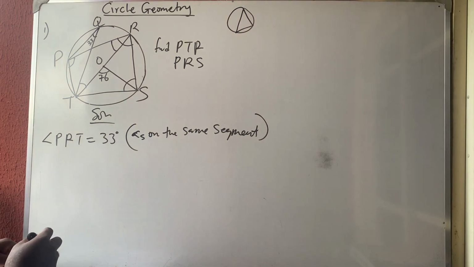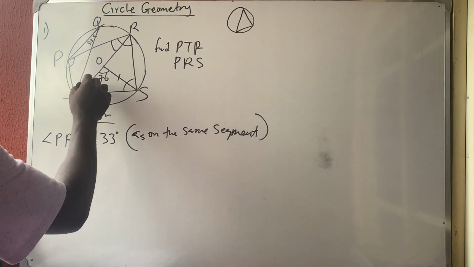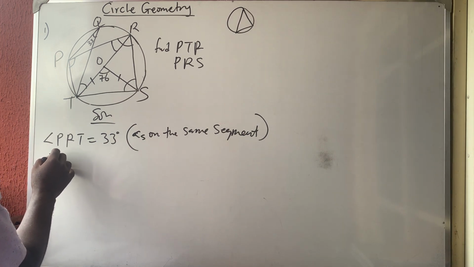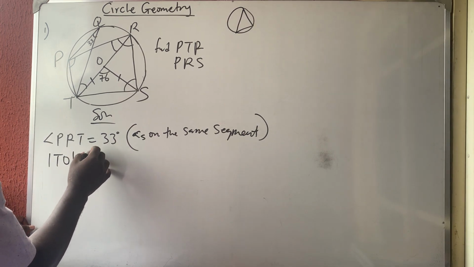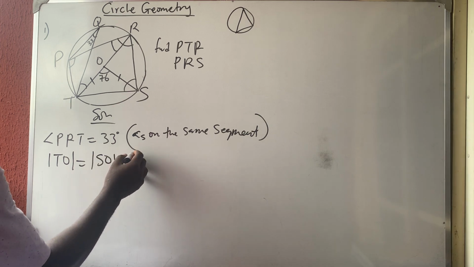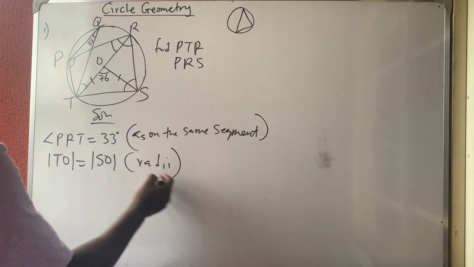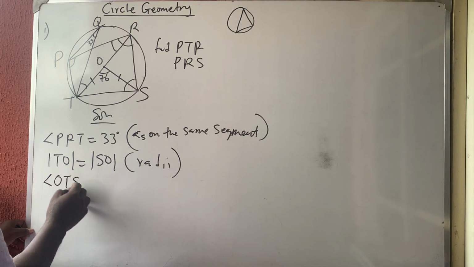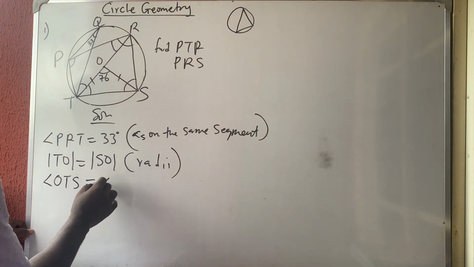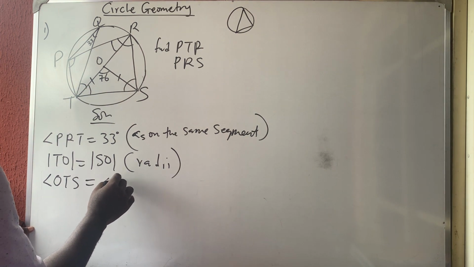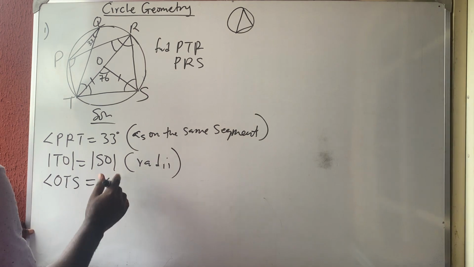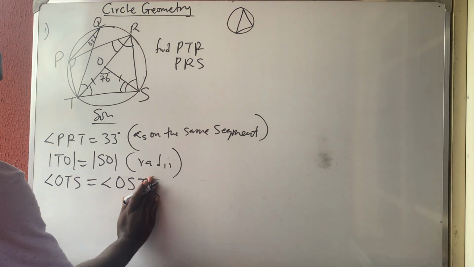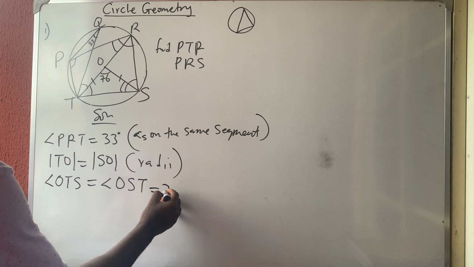So let's continue. We need to know that here and here are the same because they are radii. So we can say that line TO is equal to what? Line SO. And my reason is that they are radii, two radii. And if they are radii, automatically angle OTS, this small place, is equal to angle OST, this small place. And let's say that they are equal to x, for instance.